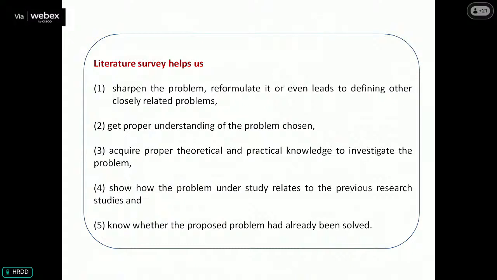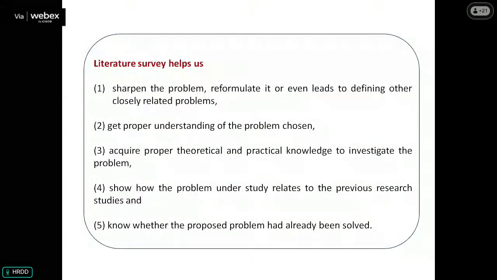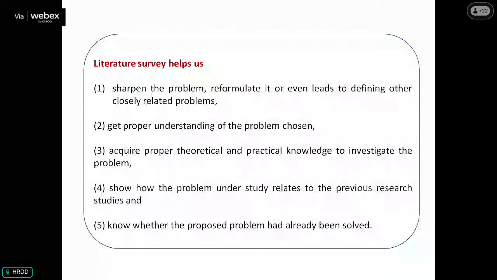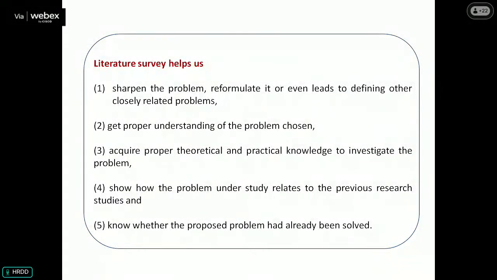So literature survey, how will it help us? To sharpen the problem, reformulate it as the research problem as we did during the problem stage, to get a proper understanding of the problem, acquire proper theoretical and practical knowledge, show how the problem under study relates to previous research. Okay, how the problem which you will take relates to previous research. And then know whether the proposed problem has already been solved.